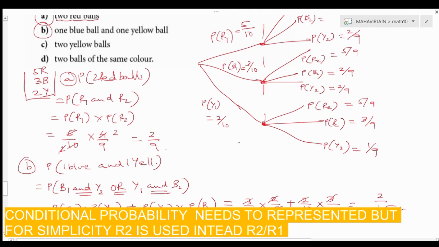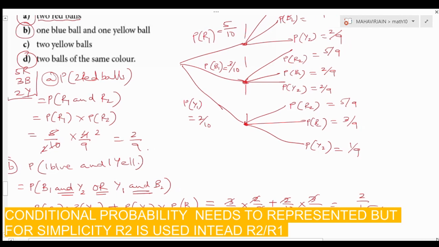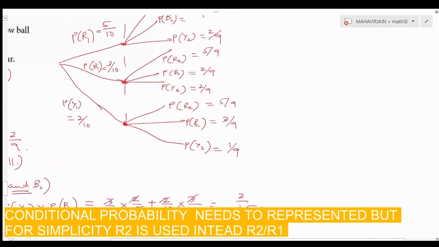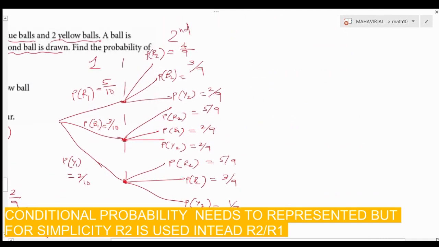Okay. Next comes two yellow balls and two balls of the same color. I'll directly go for two balls of the same color. That makes more sense, right? That will cover your yellow part also, right? So here I go for a change. Yeah, I suppose that much is enough for me. So now the next part.